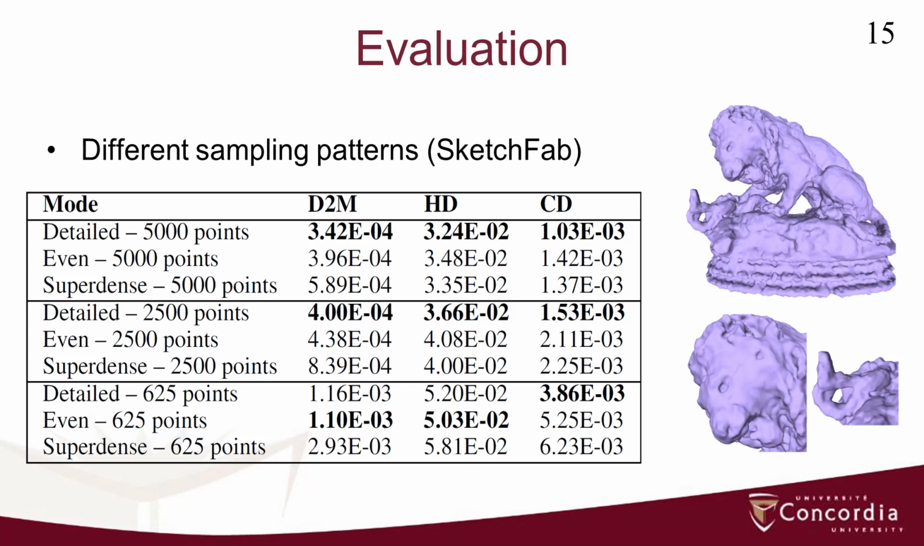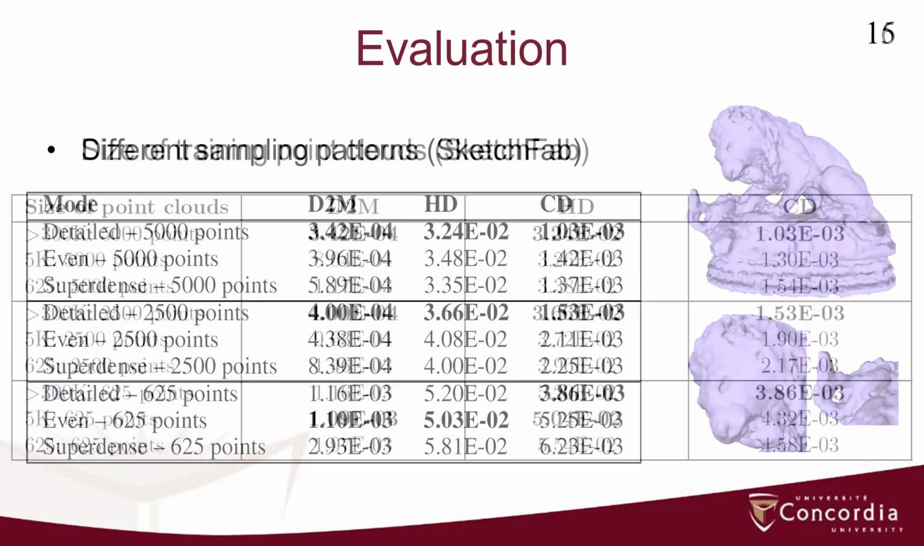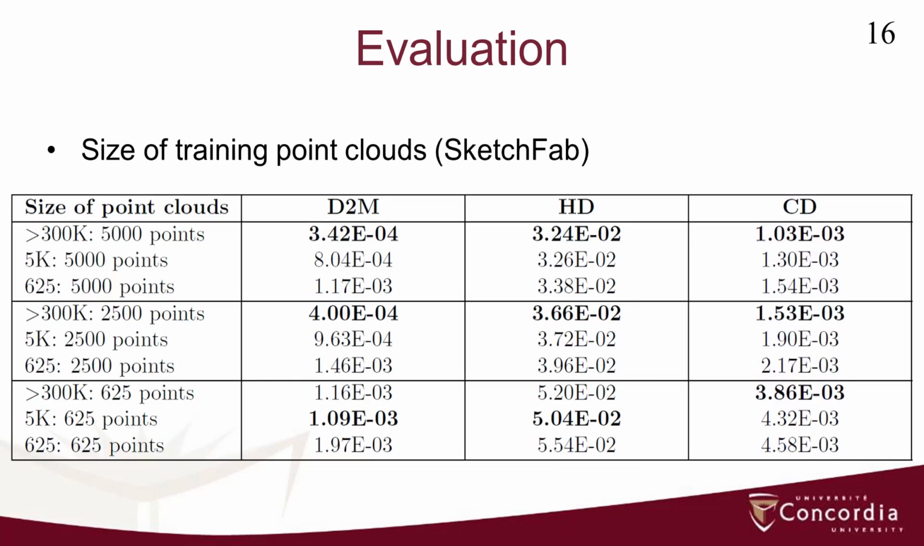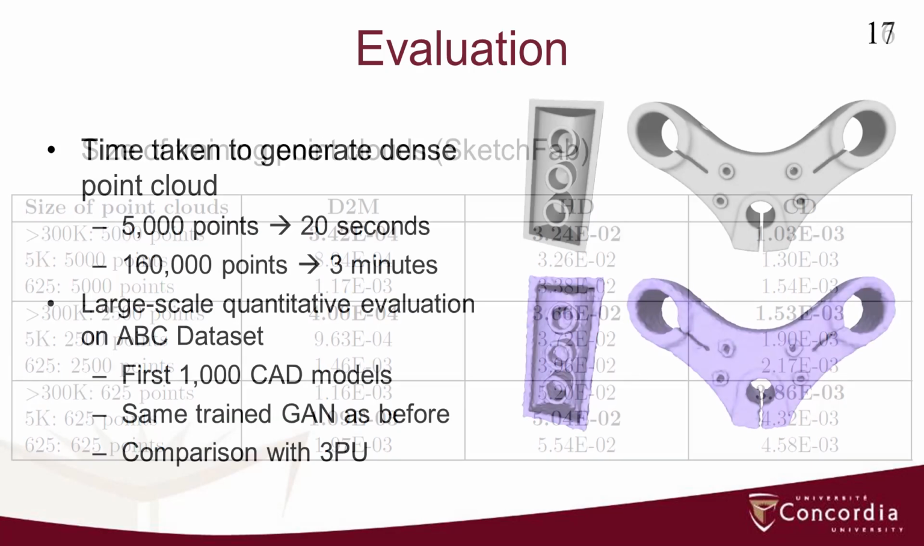Our experiments showed that out of the three sampling patterns, the one that we refer to as the detailed pattern generally had the lowest error, although the even pattern gave better performance for very sparse point clouds. We also made an interesting observation through another set of experiments. Even after training the GAN on sparse height maps from dense point clouds with hundreds of thousands of points, the model is able to generalize quite well when tested on sparse height maps from sparse point clouds with 5,000 or even as few as 625 points.